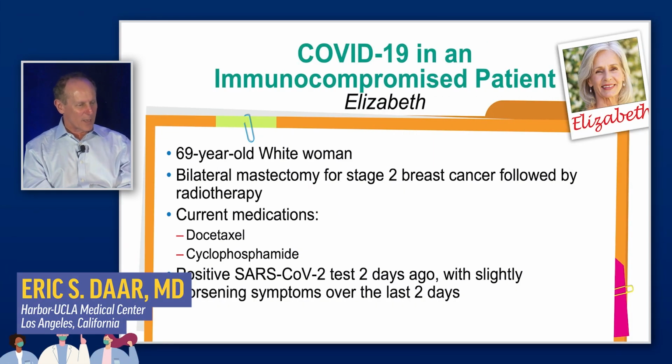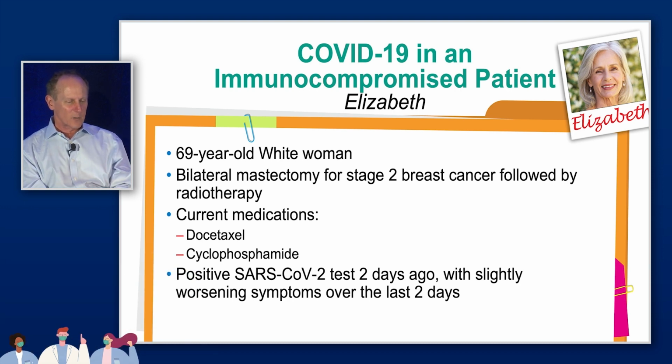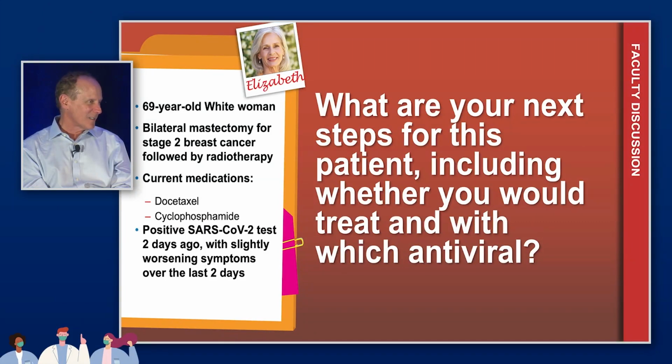So now we have Elizabeth, a 69-year-old woman who's had bilateral mastectomies for stage 2 breast cancer, followed by radiotherapy, is currently on chemotherapy with docetaxel and cyclophosphamide, and comes in with a positive SARS-CoV-2 test 2 days ago with slight worsening of symptoms over the last 2 days. So she's coming in with symptomatic mild SARS-CoV-2 infection. And the questions we have to ask are, one, is she at risk to justify treatment? And if so, what treatment might we give? Brinda, you want to take the first shot?